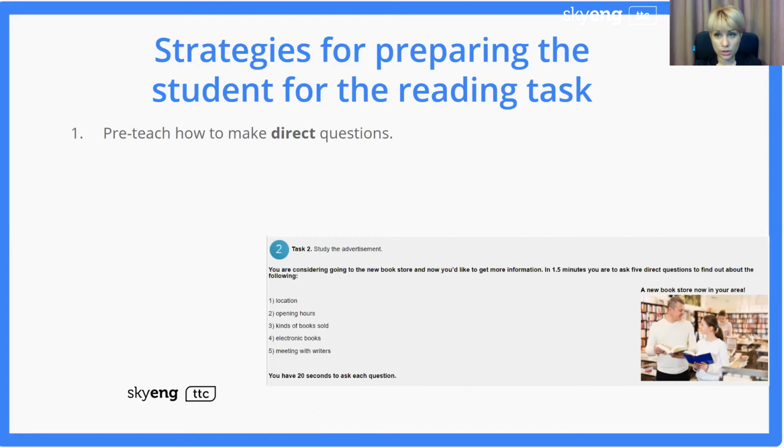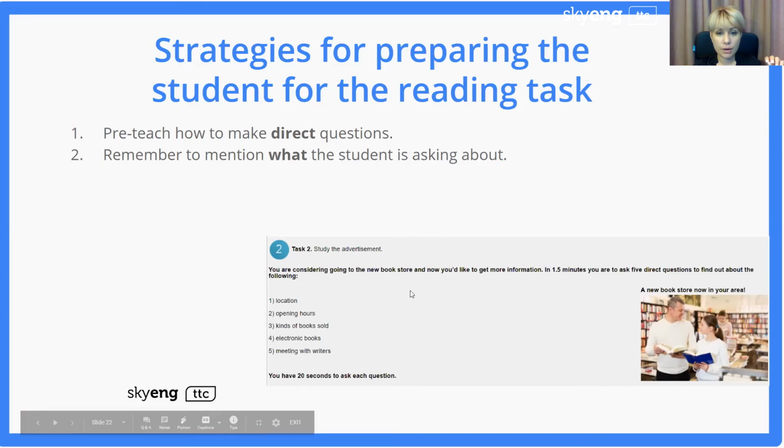Just to say that you can't use this. Can you tell me, please? It's not necessary to be polite here, just to demonstrate the ability of asking questions connected to the topic. Talking about the topic, we should remember to mention what the student is asking about. So if it is about the new bookstore, we need to mention it. Like, where is the new bookstore situated? So to demonstrate that these questions are connected to the given topic.